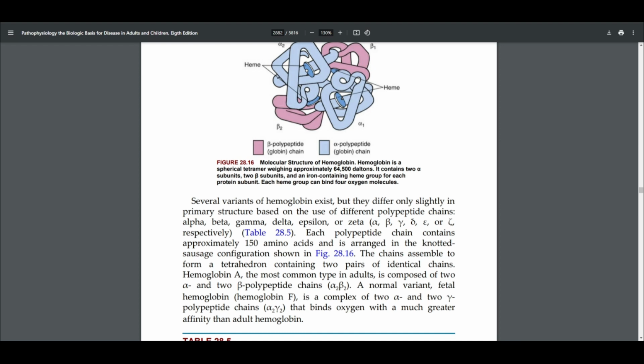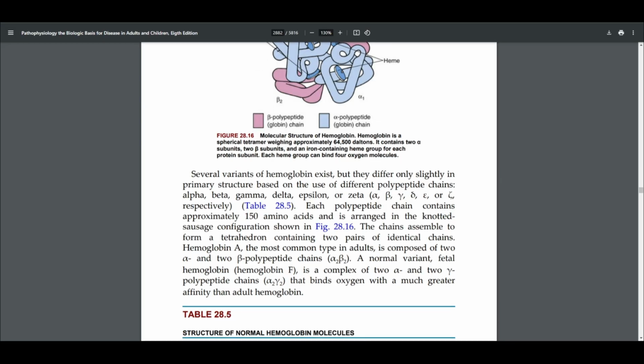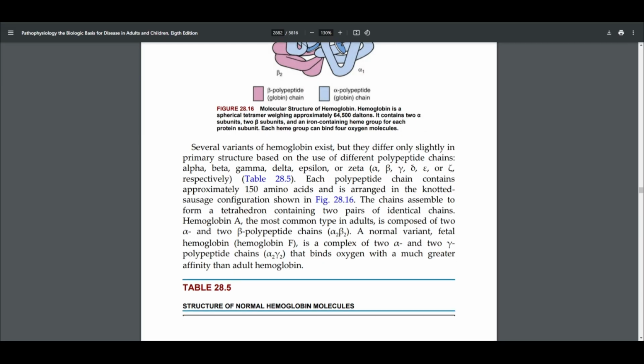Several variants of hemoglobin exist, but they differ only slightly in primary structure based on the use of different polypeptide chains: alpha, beta, gamma, delta, epsilon, or zeta. Each polypeptide chain contains about 150 amino acids and is arranged in a knotted sausage configuration, shown in the figure above. The chains assemble to form a tetrahedron, containing two pairs of identical chains.